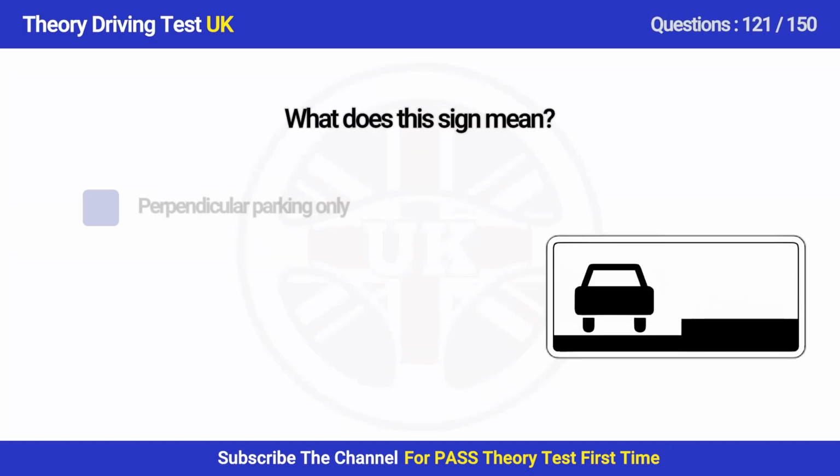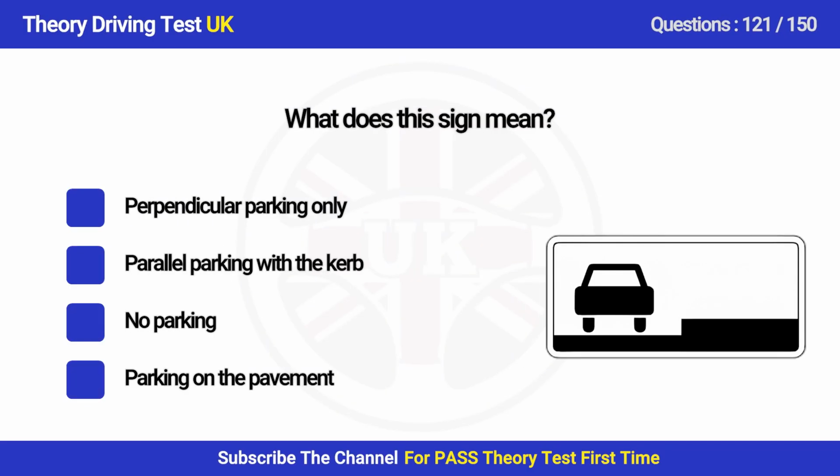Question 121. What does this sign mean? A. Perpendicular parking only. B. Parallel parking with the curb. C. No parking. D. Parking on the pavement.